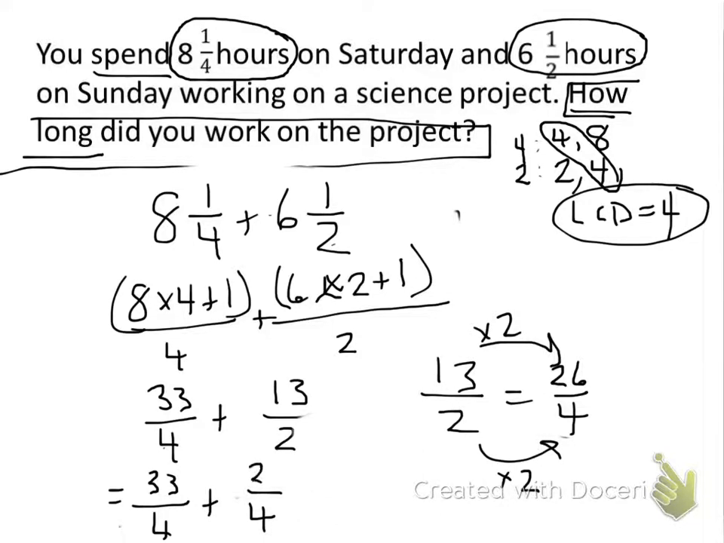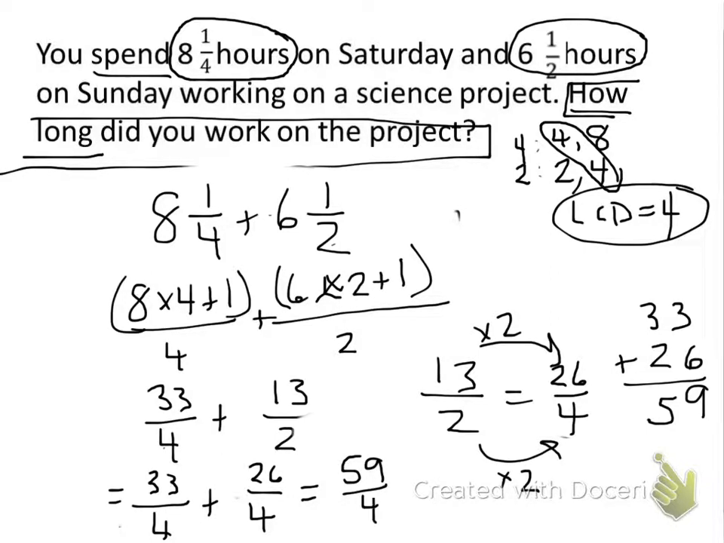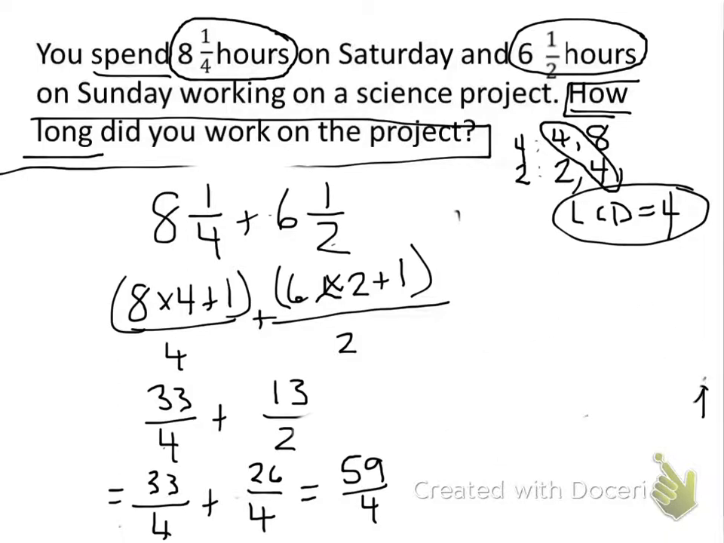We have 26 fourths. Our next step is to add our fractions, so we have 33 plus 26. 3 plus 6 is 9. 3 plus 2 is 5. So we have 59 fourths. Our fifth step is to convert our sum back into a mixed number. I'm going to erase over here so I have some space to do it. So we're going to convert 59 fourths into a mixed number.